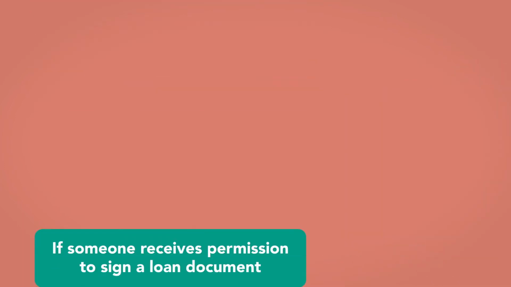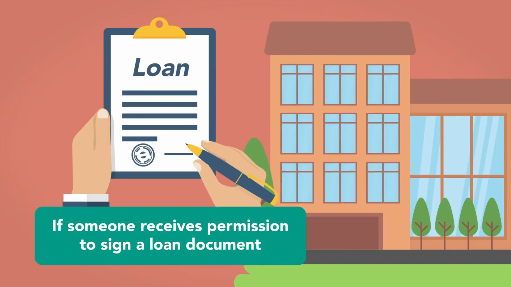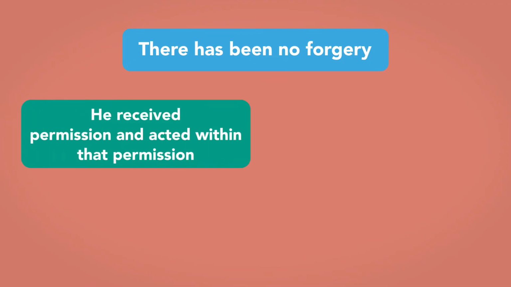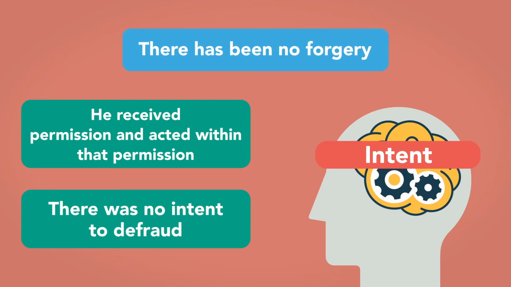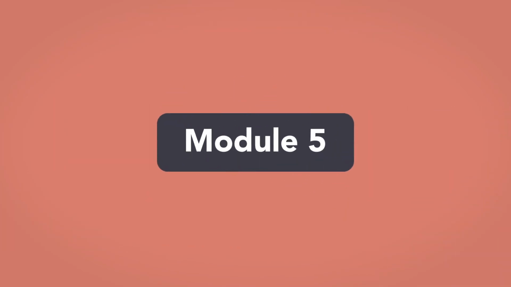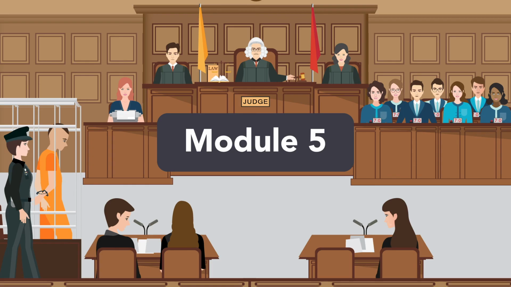For example, if someone receives permission to sign a loan document secured by a mortgage in another's name, and does so, there has been no forgery because 1, he received permission and acted within that permission, and 2, there was no intent to defraud. In our final module, we will look at a series of possible defenses against criminal charges and discuss how they are applied.